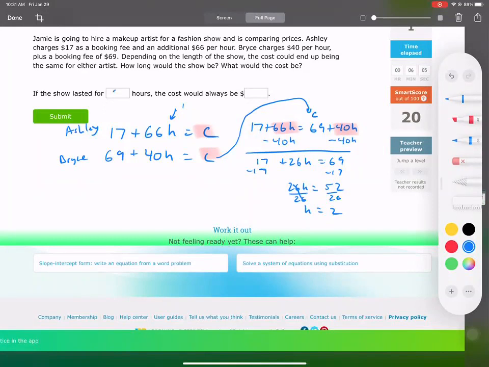So if the show lasted for 2 hours, then the total cost would be for what? Let's go ahead and plug in the 2. Let's do the 69 plus 40 times 2, because I see 40 times 2 is a lot easier than 66 times 2. That's going to be 69 plus 80 is $149. So it'll cost $149 to book Bryce or Jamie for 2 hours.